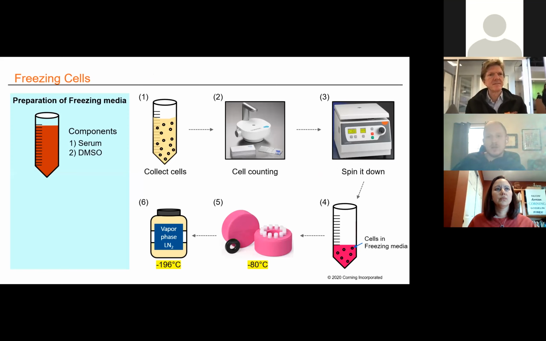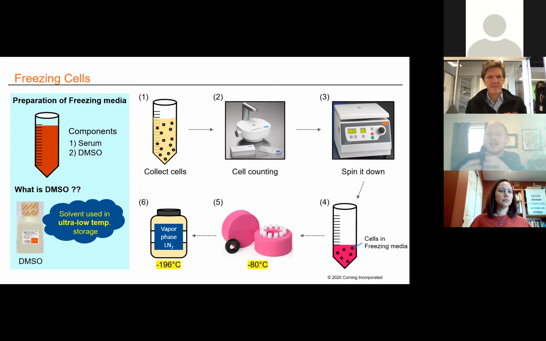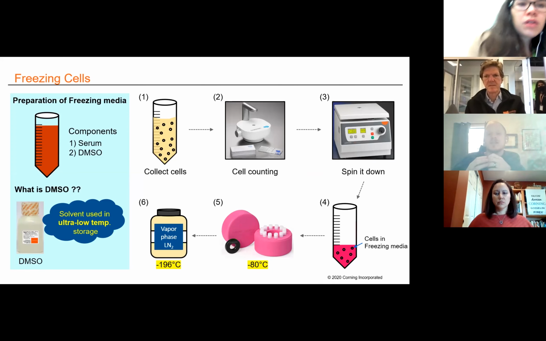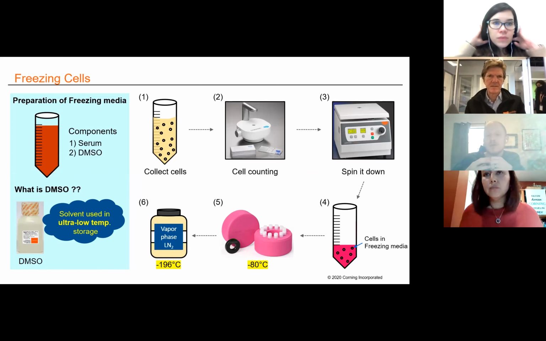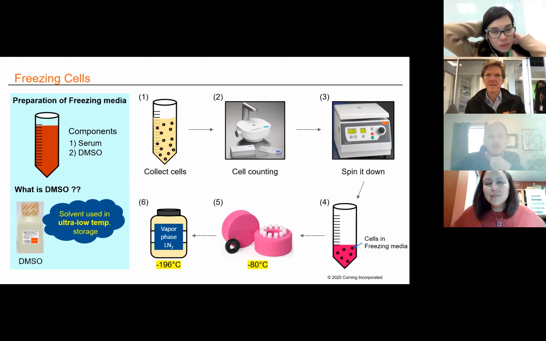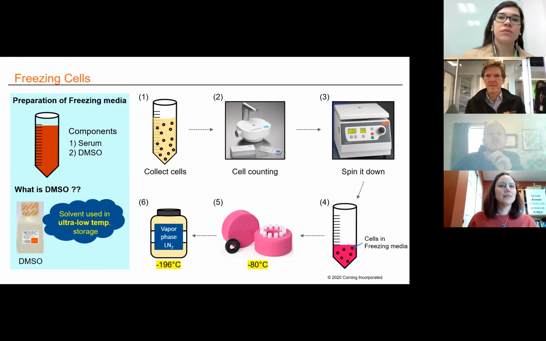Okay, and then lastly, one of the last common steps in the cell culture workflow is freezing cells. So the most commonly used cryopreservative right now is DMSO. It's a solvent, and it protects the cells when they're frozen. So it essentially integrates into the cell membrane and protects the cells from being damaged during the freezing process.